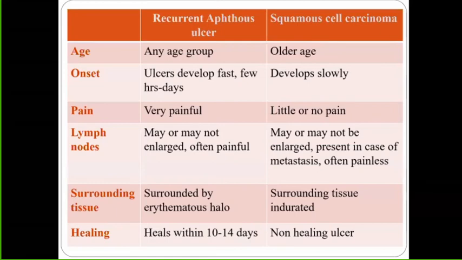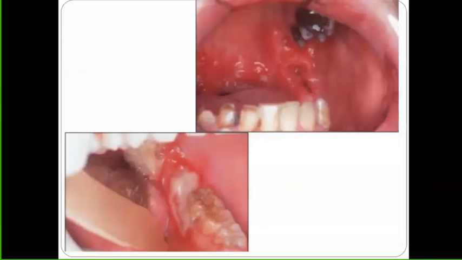Squamous cell carcinoma, in most of the cases they are enlarged, but painless, and metastasis could be present or not be present. Okay, so that depends upon the stage of the squamous cell carcinoma. The aphthous ulcer is surrounded by an erythematous halo. We have seen that here the tissue is indurated. That means because it is burrowing inside, you will have induration of the tissue. And healing is within 1 to 2 weeks. And squamous cell carcinoma is non-healing also. So you can even differentiate by keeping a wait and watch strategy. The squamous cell carcinoma is not going to heal. The aphthous ulcer will heal on its own.